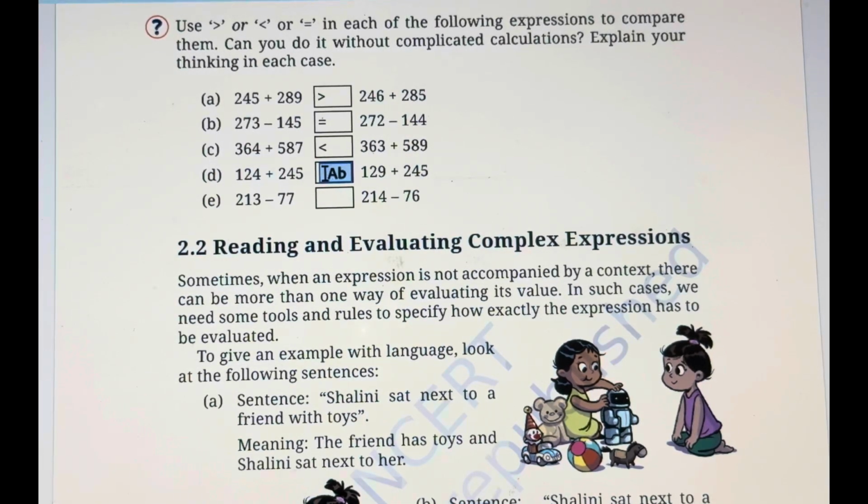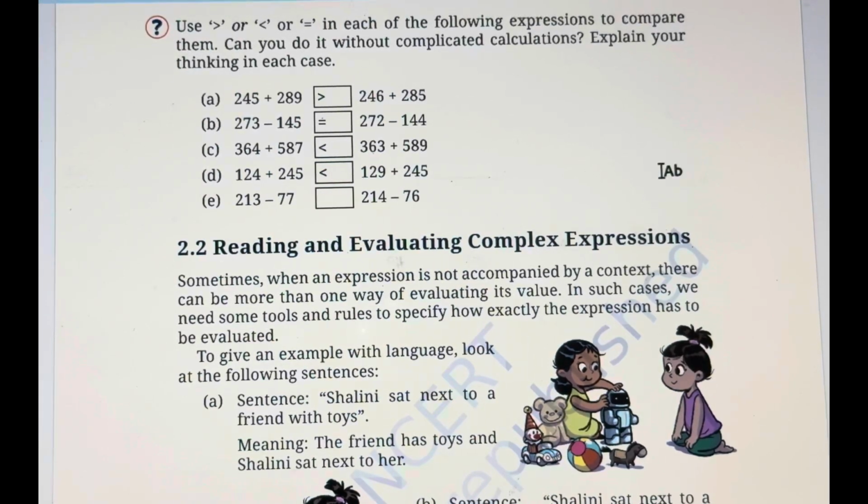Question number D, 124 plus 245 and 129 plus 245. Now this is easy to do because both sides have 245, which is the same. So you just need to compare 129. Here 129 is added, and on the left hand side it is only 124 added. So naturally the right hand side one is greater.